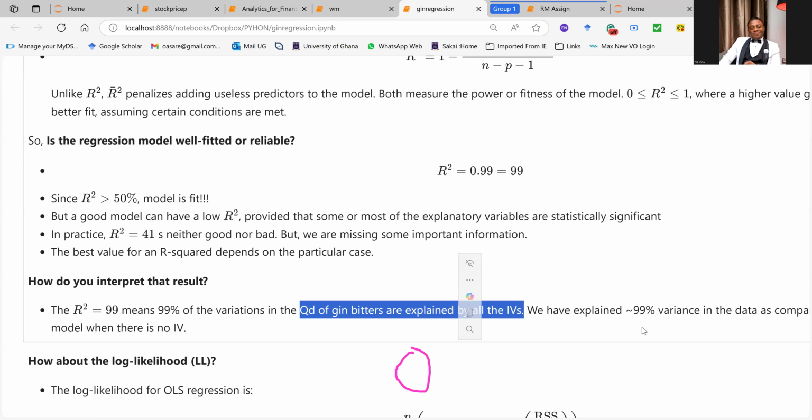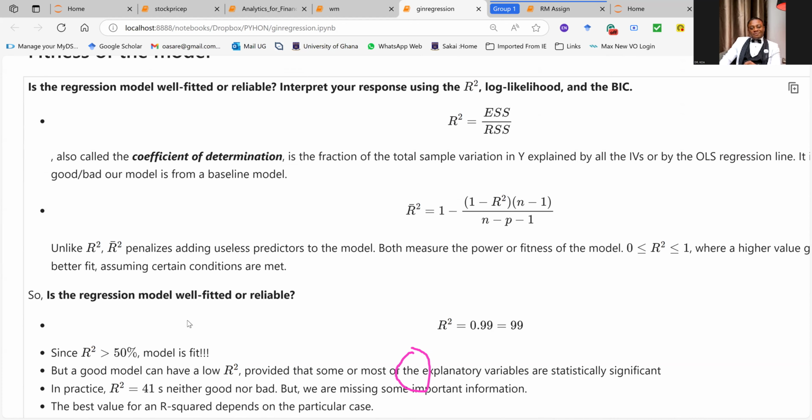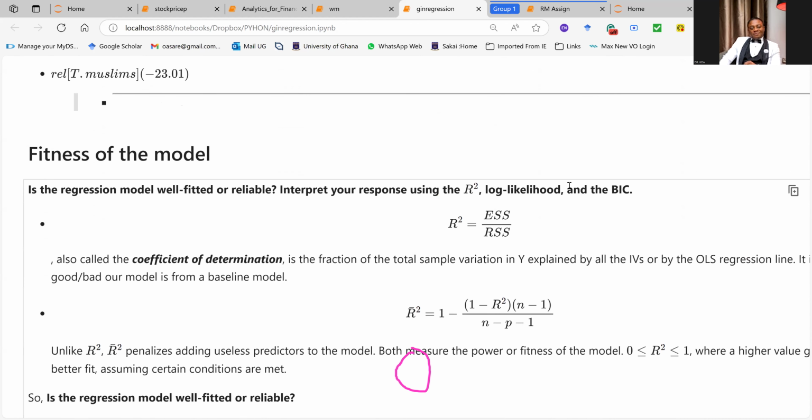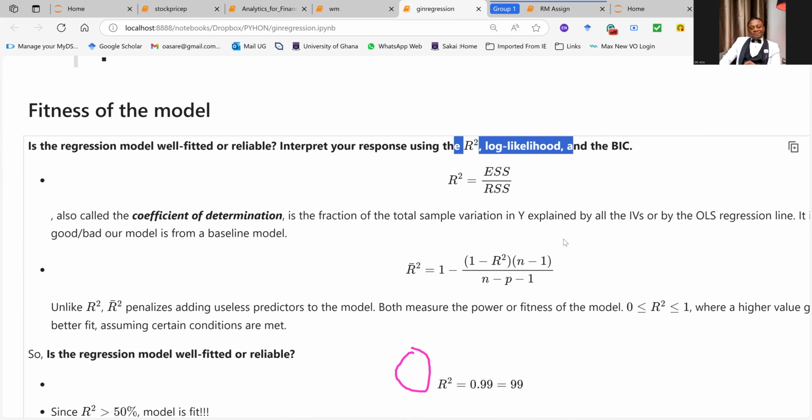It simply means that we've explained 99% of the variance in the data set, especially compared with another without any independent variable. The question said you should also use a log likelihood model statistic and then the BIC.